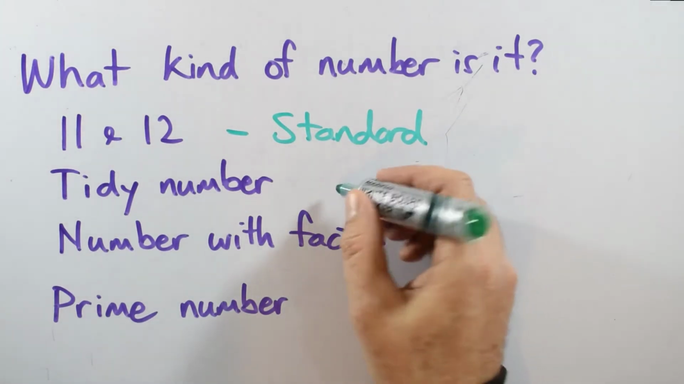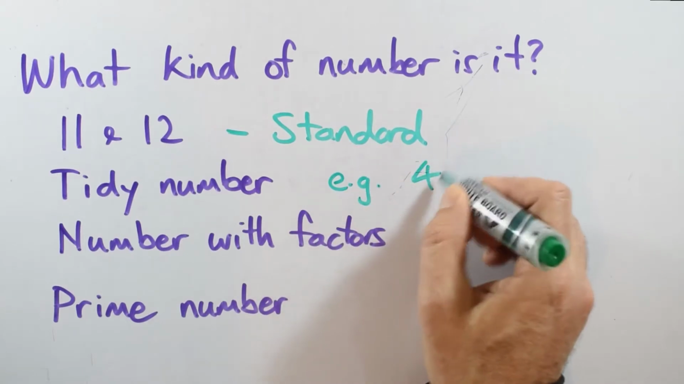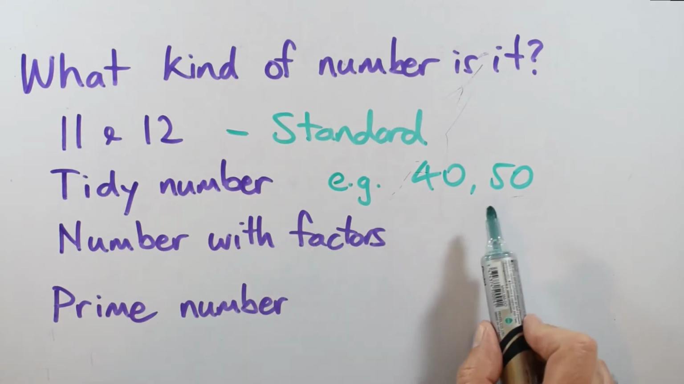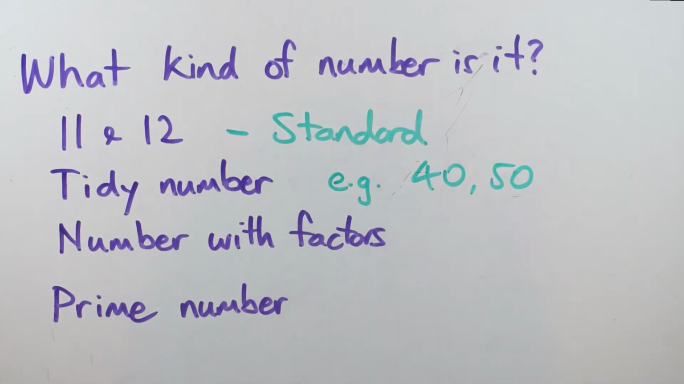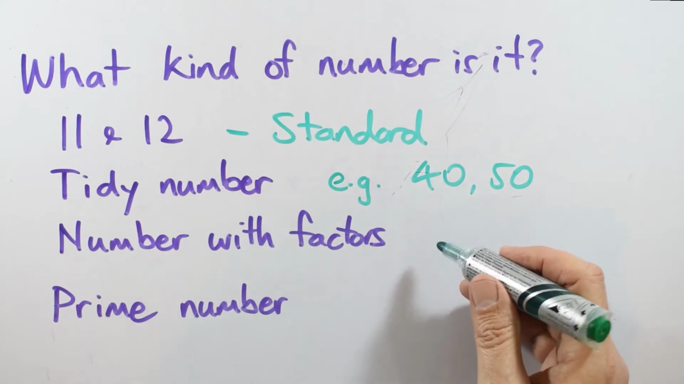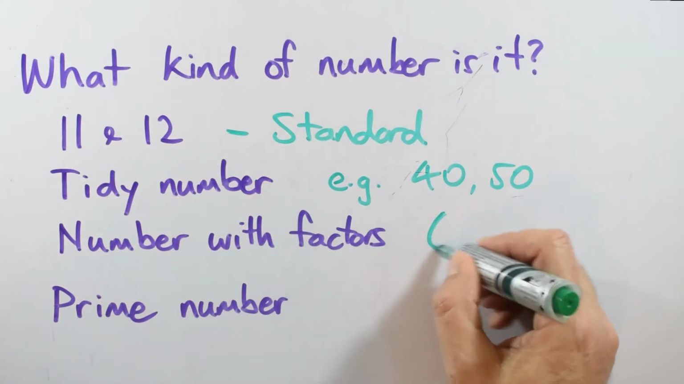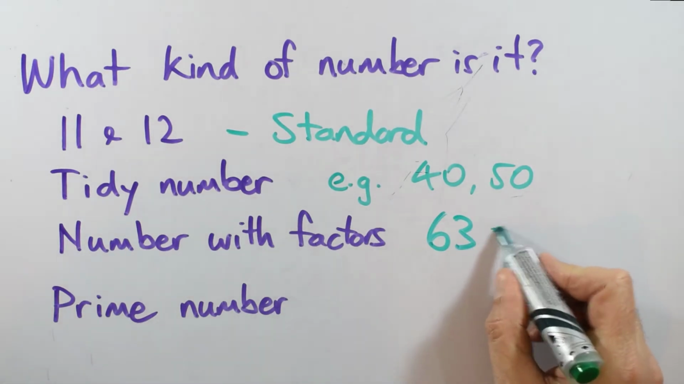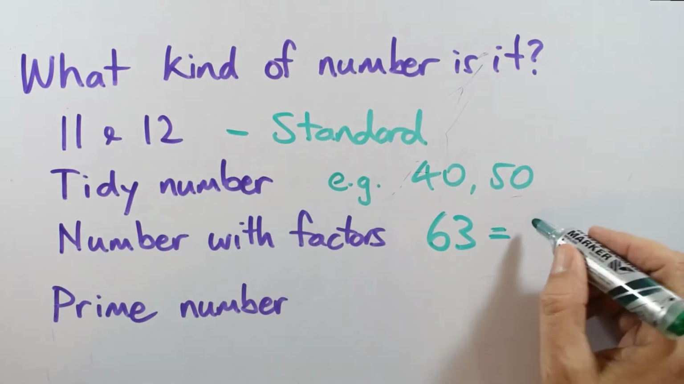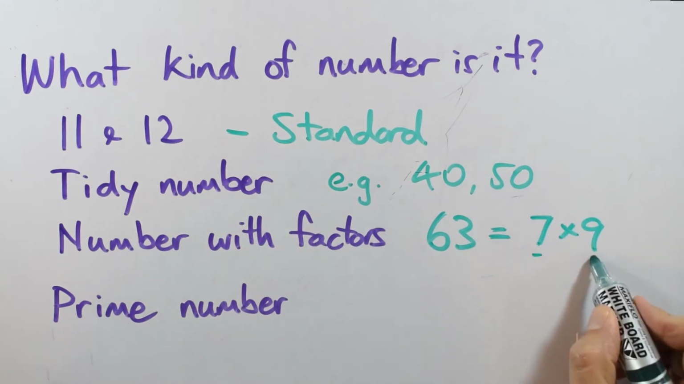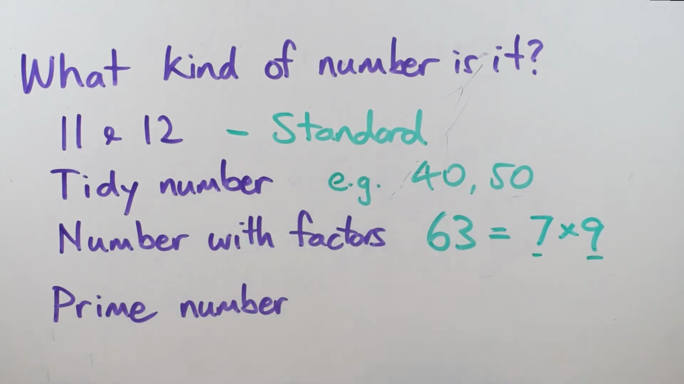If it's a tidy number, for example, say 40 or 50, there's a very quick way we can divide by that, and I'll show you how that works in a second. We'll go through them step by step. Or if it's a number with factors, strangely that makes it easier. So for example, if you had 63 that you were trying to divide by, you can see that 63 is made up of 7 times 9. 7 times 9 is 63. So these are the factors of it. I'll show you how that works when we get to it.